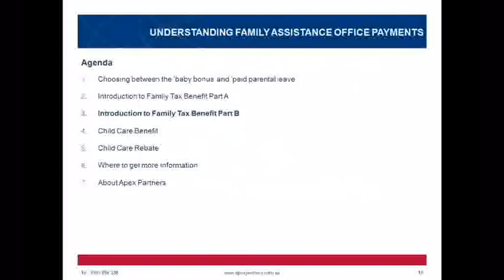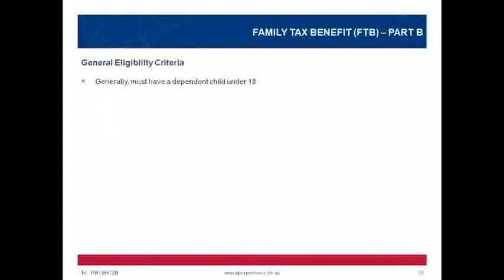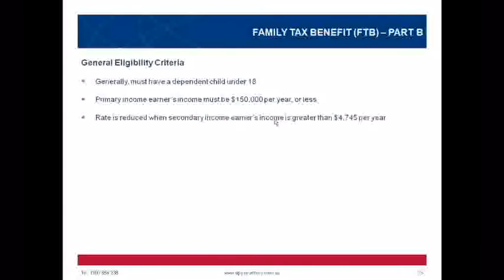Now I want to talk about family tax benefit Part B, and I will go through briefly the eligibility criteria. So to be eligible, generally speaking, you've got to have a dependent child under the age of 18. Also, there's 2 levels of income test. The primary income earner, so the person that's got the most income in the household, must earn $150,000 per year or less. If they earn $155,000, automatically you don't qualify for family tax benefit Part B. The rate is reduced when the secondary income earner's income is greater than $4,745 per year.